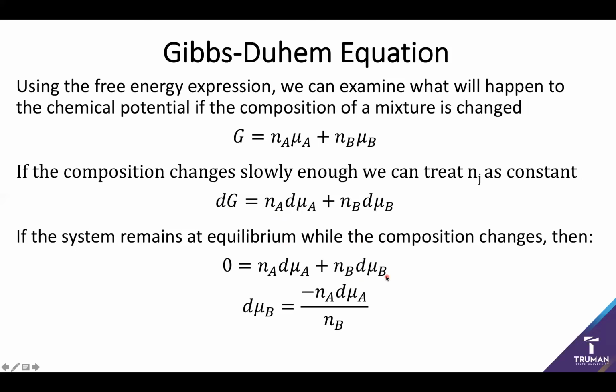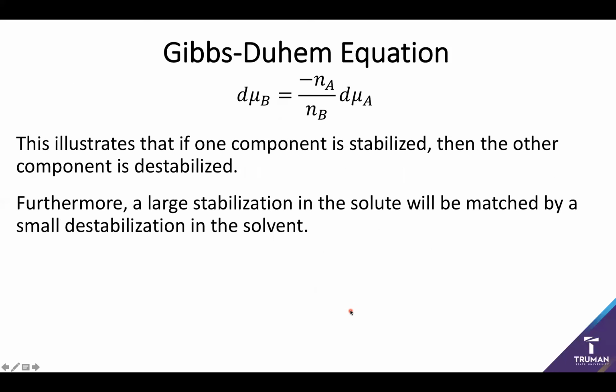So I can say, if I've already determined the changes in chemical potential of A through the equations on the previous slide, I can relate that to the changes in the stability of the second species by pulling my chemical potential over to the left side and dividing both sides by the amount of B present. And then what we're going to see is that any changes in the stability of B are going to essentially be matched by changes in the stability of A.